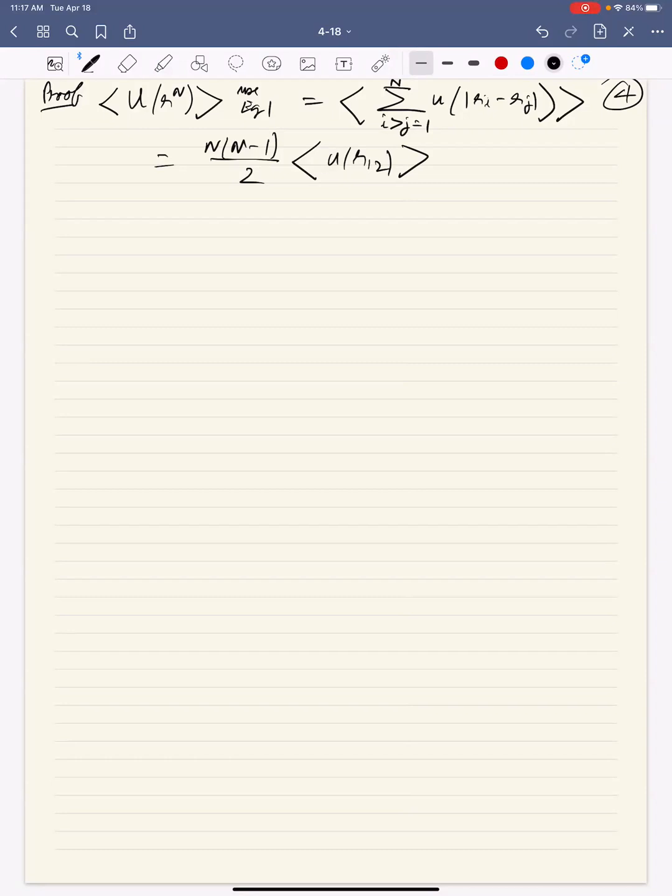This is happening only because U is the same. So this term comes from the number of separate pairs we have in this system. Okay, now we can write it down in full mathematical glory. So we have n multiplied by n minus 1 by 2, and we have an ensemble average.